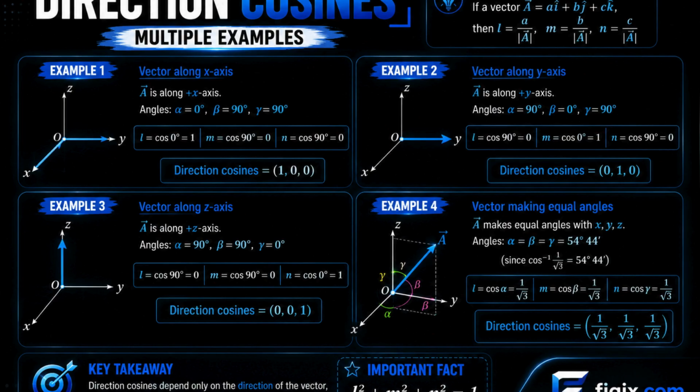The key takeaway from all these examples is that direction cosines tell us how much a vector is aligned with each coordinate axis. A value close to 1 means the vector is strongly aligned with that axis. A value close to 0 means it is almost perpendicular to that axis, and together, the three direction cosines completely determine the direction of the vector in three-dimensional space. So that was everything about direction cosines.